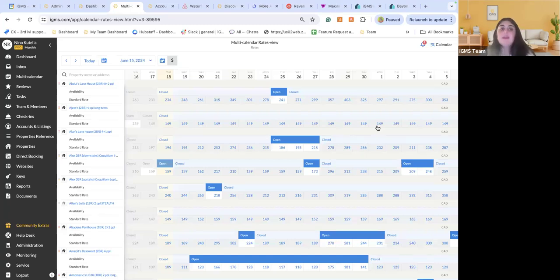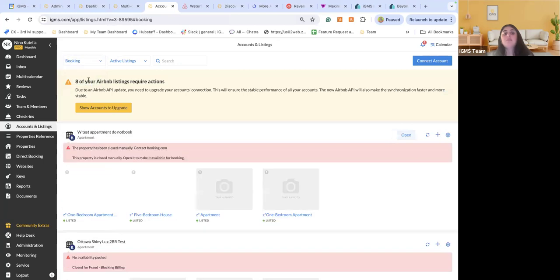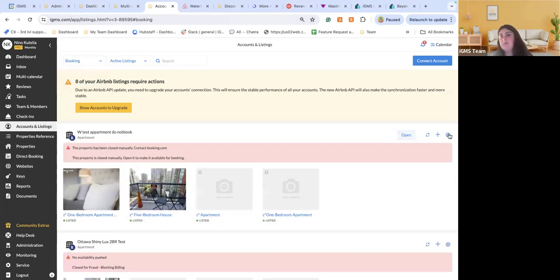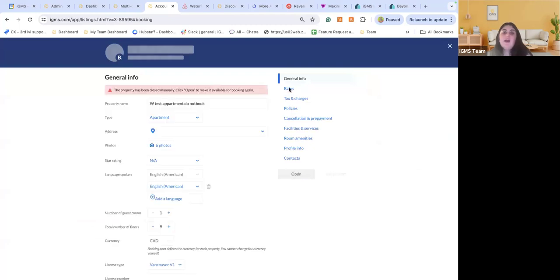Standard is always kept at the same rate. And also you can have different rates marked up as well. So it's fully up to you and the strategies that you use for your specific listing. You can also change and see the rates in your Booking.com listing directly on iGMS by clicking this gear icon and clicking edit. Here you will have all the rates.